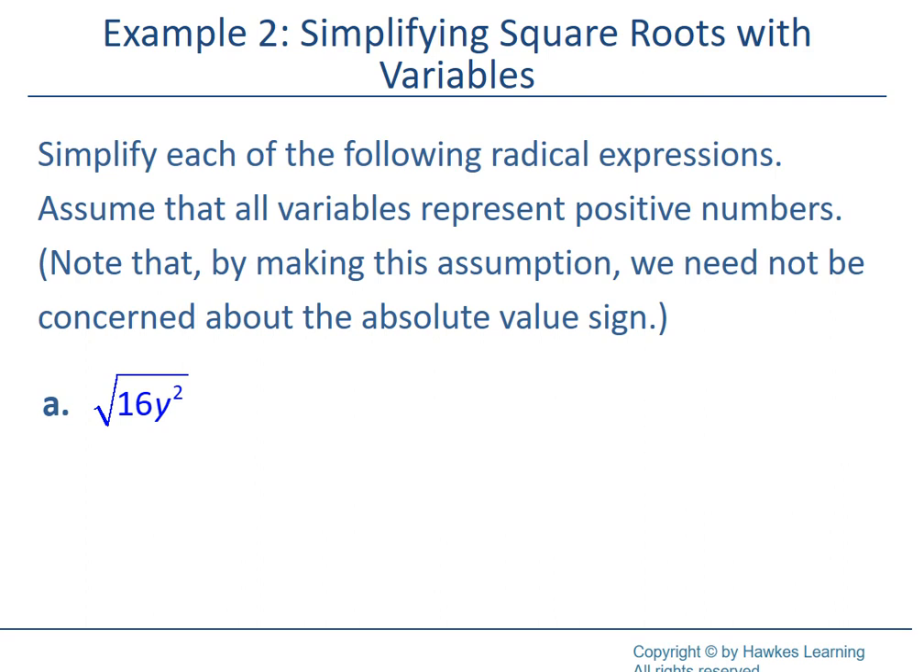So, keeping in mind that when both are perfect squares, the square root of 16 is 4, and the square root of y squared is just y. Because if we squared this, we would get 16y squared. So the square root of this then would be 4y.